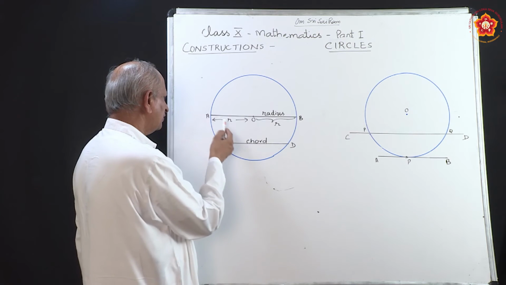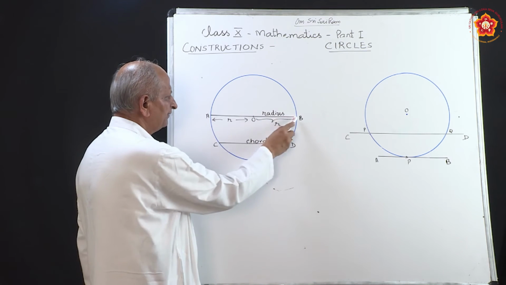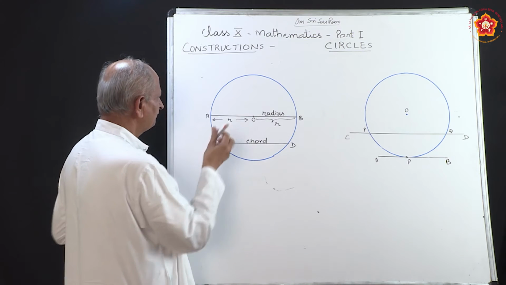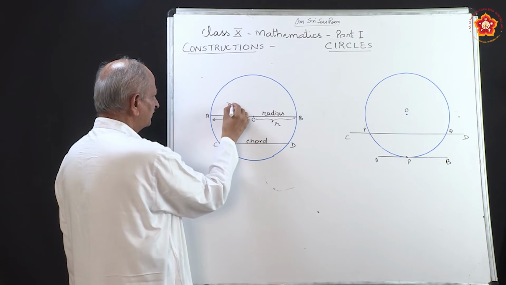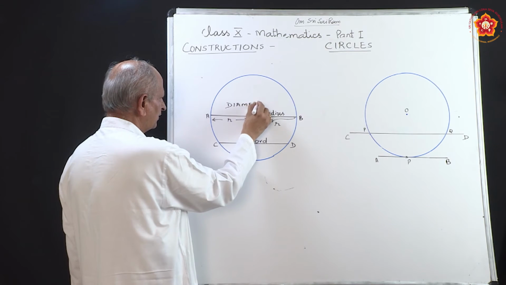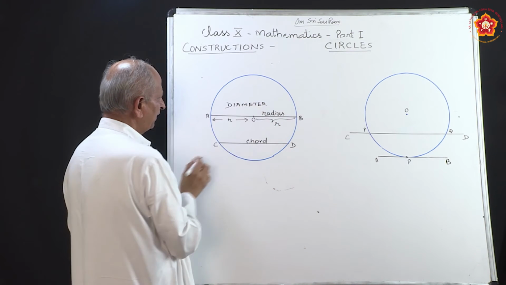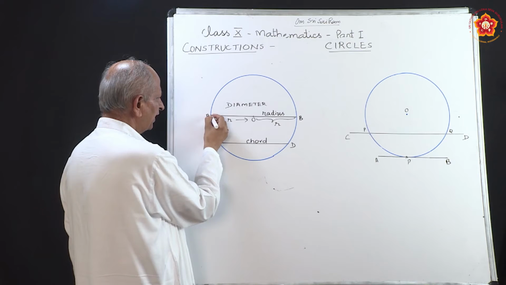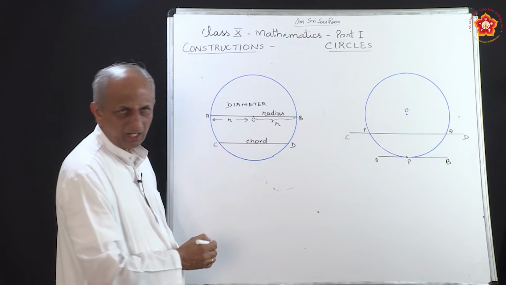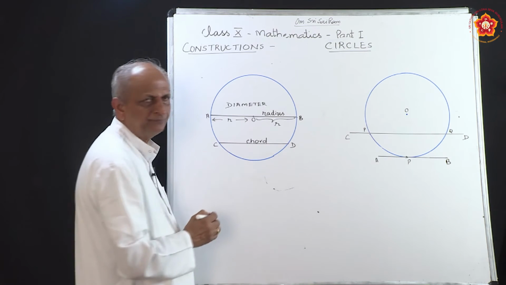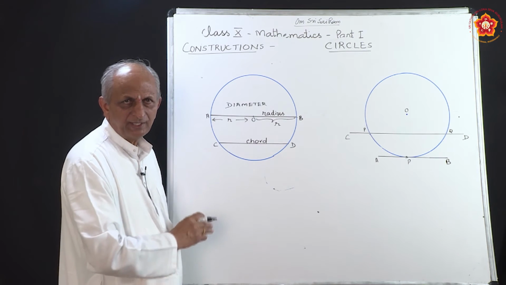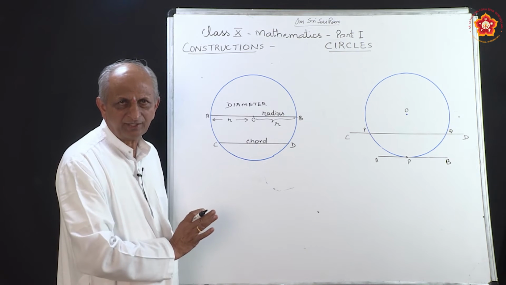And you know that there is a line called AB which passes through O. What is it called? It is beautifully named as diameter. Diameter is a line joining any 2 points of a circumference of a circle passing through O. O is the center. How many diameters can you draw? Any number of diameters you can draw in a given circle.